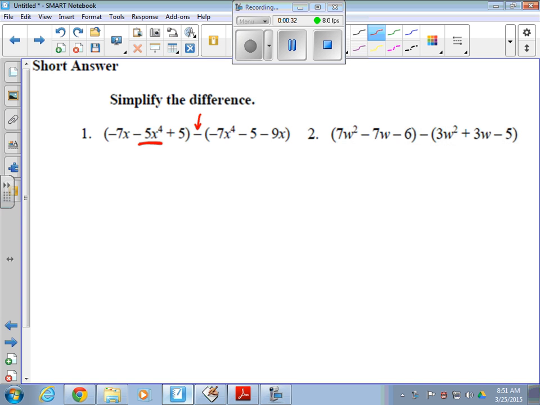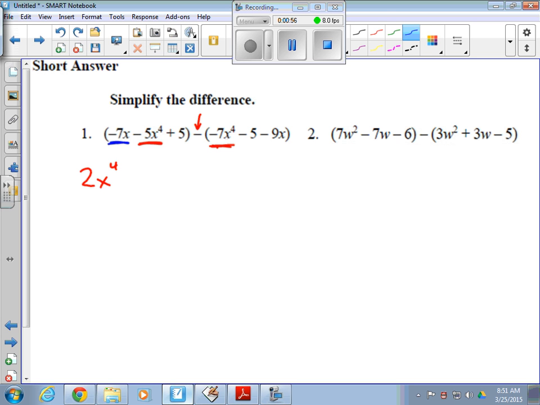So negative 5x to the fourth minus a negative 7x to the fourth. That means plus a positive. So negative 5 plus 7 is positive 2x to the fourth. Notice we did not add the exponents right there because all we're doing is subtracting. We're not multiplying. The next biggest degree is x to the first power.